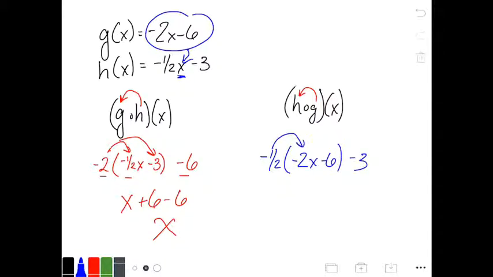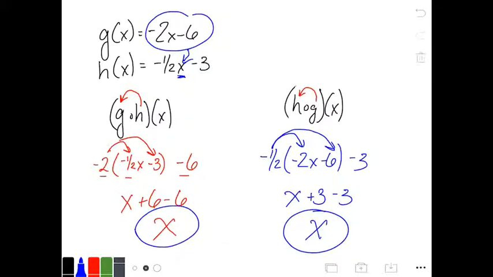Once again, use distributive property, guys. Negative 1/2 times negative 2 is positive x. Negative 1/2 times negative 6 is positive 3. And then I have minus 3. And sure enough, 3 minus 3 is 0, so I get x. So since both of these are x, I know that the two functions are inverses of each other. If you substitute stuff in and you do not get x, you get anything but x, then you know that they are not inverse functions of each other.